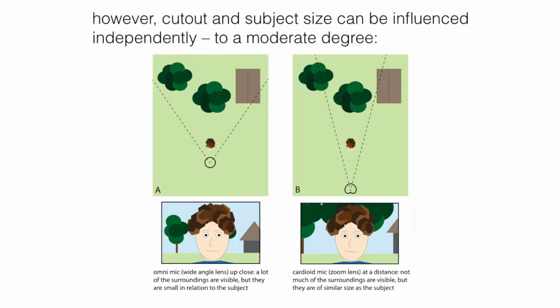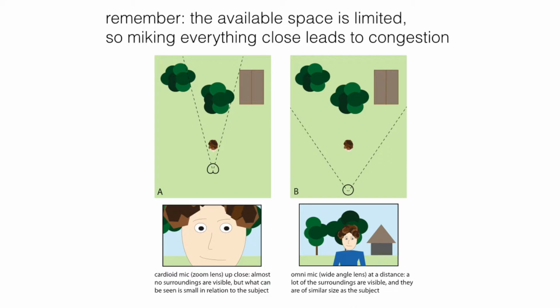So these are basically just two ways to have a similar subject size but change how they are positioned in relationship to the background. One thing to keep in mind is that real estate at the front of the image is more expensive than at the back. So close miking everything and thereby bringing it to the front of the image leads very quickly to a congested image in which you can't see the background anymore. So there is very limited amount of space at the very front of the image, so spend it wisely.